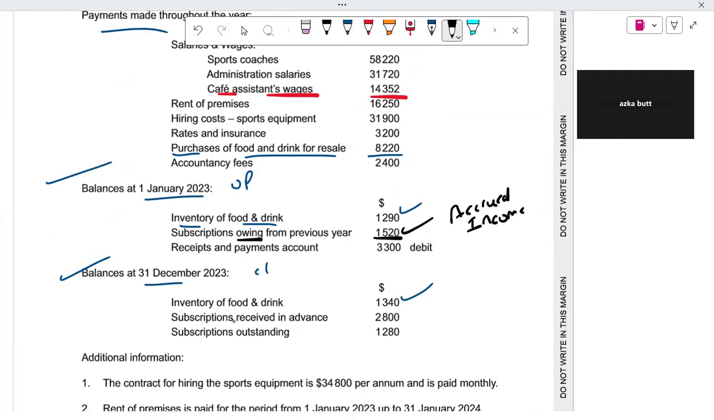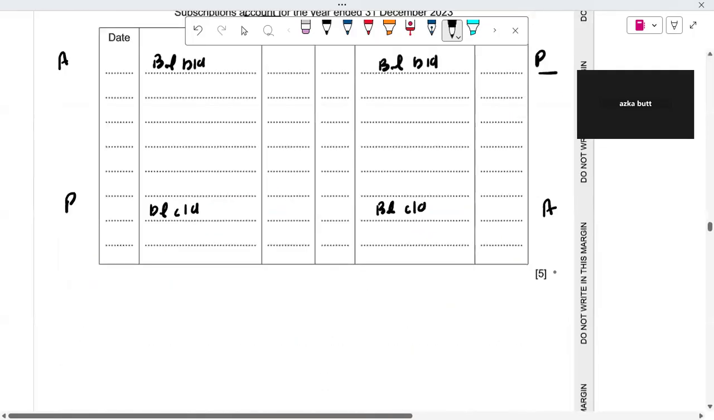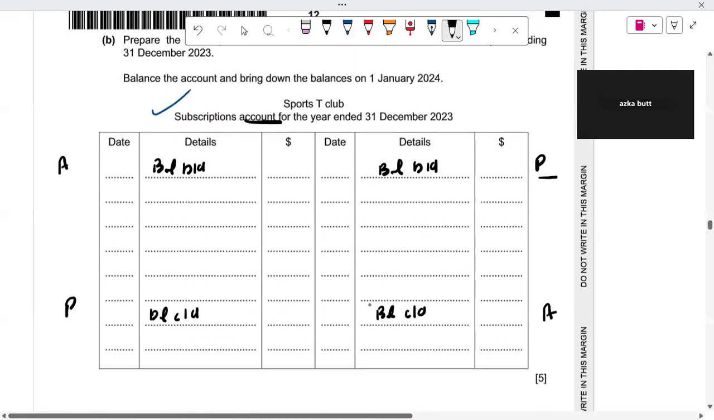And we have subscription received in advance at the end of the year, and this will be our prepaid income at the year end. So if the income is prepaid at the year end, we will record this. Opening balance will come here, which is 1520.